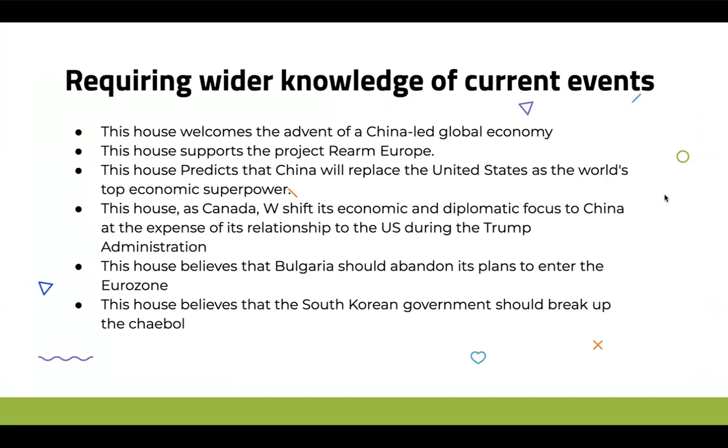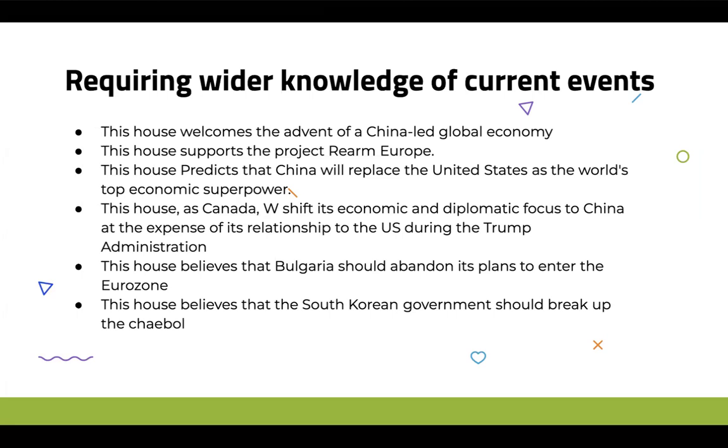Section 2 would require wider knowledge of current events. And that would be, for example, a motion on the tariffs of Trump that I just explained. Or something like Bulgaria should abandon its plans to enter the Eurozone. Or South Korean government should break up the chaebol, which are very large companies such as Samsung that basically rule South Korea.